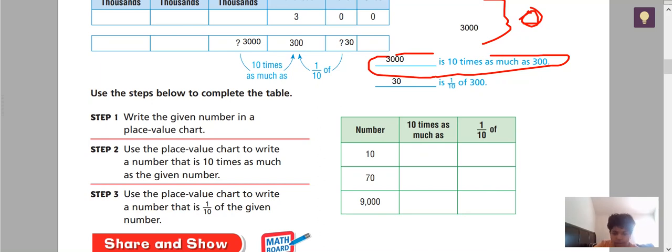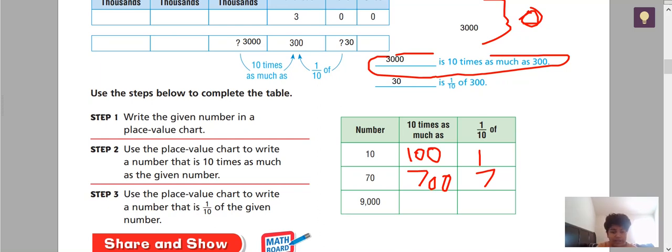Okay, let's solve this. The number is 10. 10 times as much as 10? Well, the answer to that is 100. And what is 1/10 of 10? Well, we know the answer is 1. Okay, now let's do 70. 10 times as much as 70 would be 700. And then 1/10 of 70 is 7. Okay, now here's a tricky part, because the numbers were double digits, 10 and 70, that's easy.